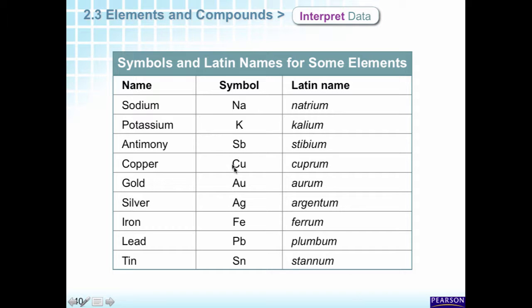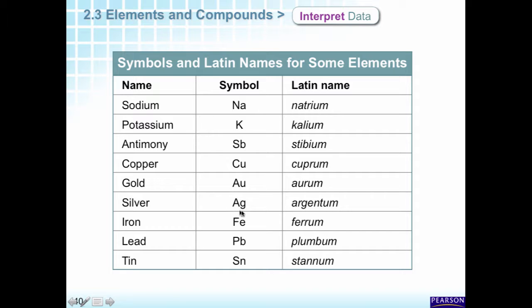Copper is Cu because the Latin word was cuprum. Gold is Au for aurum. If you speak one of the Romance languages, especially Spanish or Italian, oro would be gold. So it comes from the word for gold.